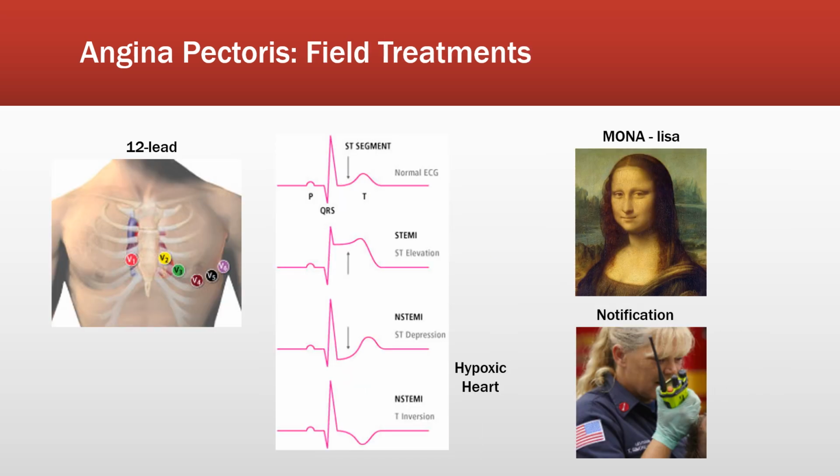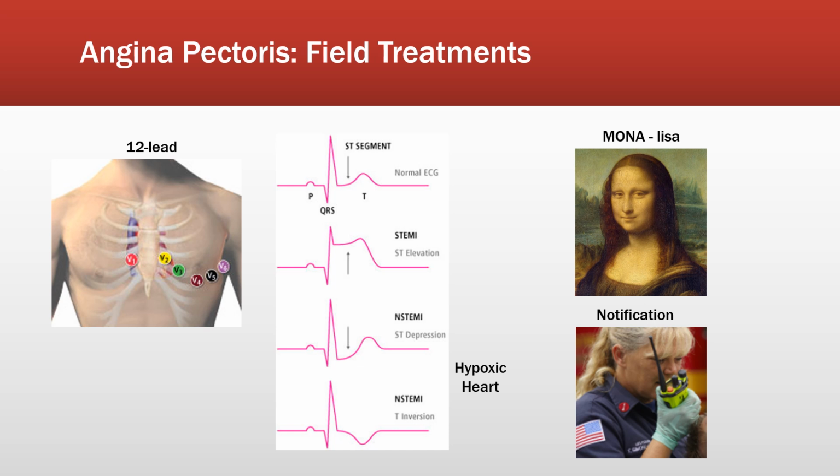Some field treatments for angina. Like I said, you're going to do your primary paramedic care, IV, O2 as needed, and get an ECG, a 12 lead. Remember, stable angina is pain relieved with rest and nitro. On that 12 lead, you're going to look for ST elevation, ST depression, and T-wave inversion. That ST depression and T-wave inversion is hypoxic heart. ST elevation is infarcted heart muscle. They're not getting any blood flow.